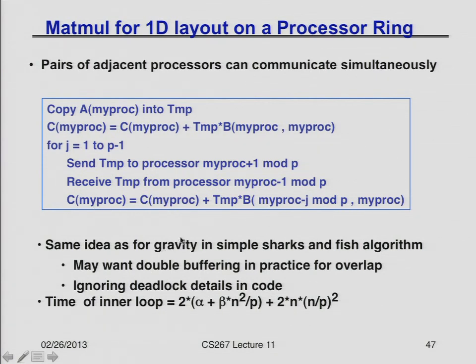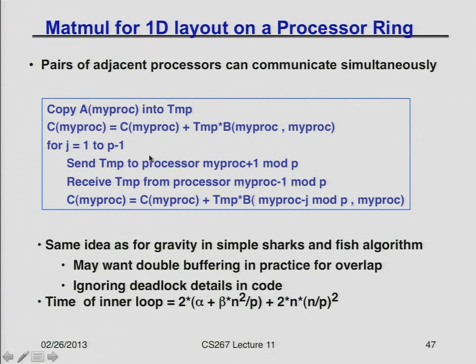And this is actually the same idea as in sharks and fish, the same idea as in gravity, right? There's a bunch of particles in each machine, and I compute all the interactions between those particles. And then at every step in the algorithm, I take my particles and I send them to my neighbor. And I compute all those interactions. And they move over to the next neighbor. And all of that happens in parallel. It's the same pattern for doing sharks and fish, for doing particle simulation, as it is for doing matrix multiply.